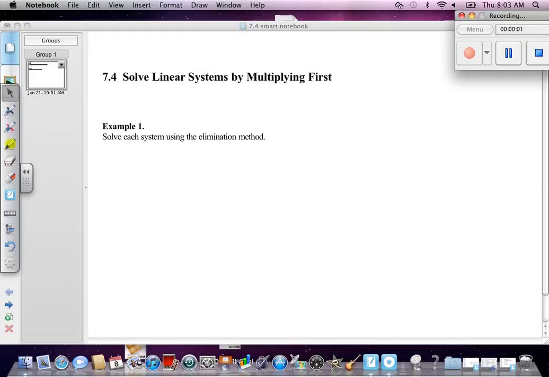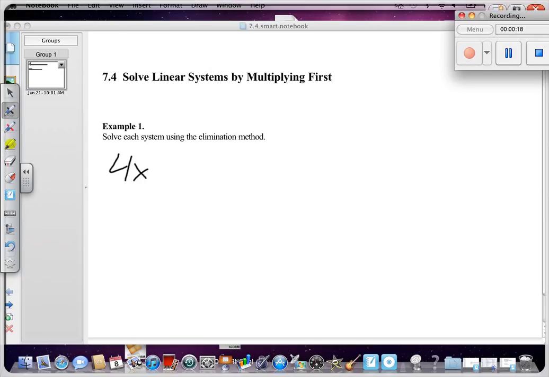Ladies and gentlemen, we're looking at 7.4, solving linear systems by multiplying first. We're going to do the elimination method, okay? But some of them don't eliminate very easily, but we're going to start with some of the ones that we're used to. Okay, we're going to look at 4x minus 3y equals 20, and x plus 3y equals negative 5. Which one is going to eliminate, and how do you know?